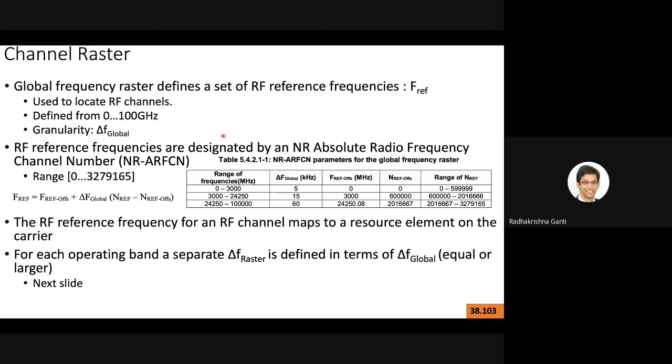Okay, so the channel rasters are actually given by a number called ARFCN. For 5G NR, it's called the NR-ARFCN, given over a big range. So if someone gives you a number for N_REF, based on this table you can find out the reference frequency: F_REF = F_REF-Offs + ΔF_Global × (N_REF − N_REF-Offs). For example, at 3.5 gigahertz, your F_REF offset is 3000 megahertz, and the global raster scale is 15 kilohertz. Whatever value of N_REF they give you, minus N_REF offset. Okay, N_REF offset is very obvious, no?